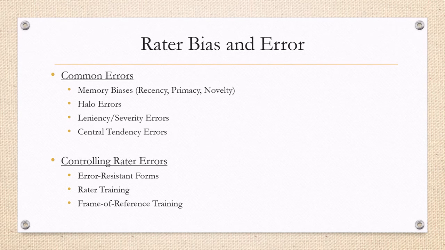So in trying to control rater errors, there are some things we can try to do. We can use more error-resistant forms. This is where those behavioral-based rating scales come in. They're designed to minimize these errors by providing examples of what the standard is for each rating level. By giving behavioral examples, it prevents people from saying, I don't know what excellent behavior would be.